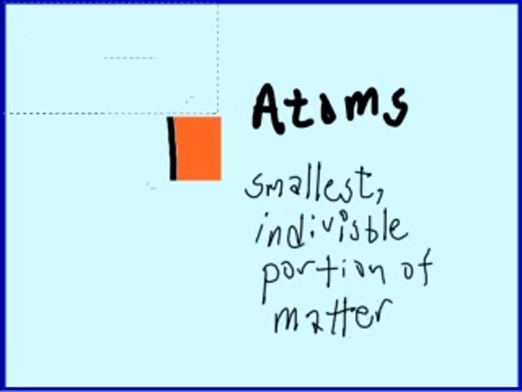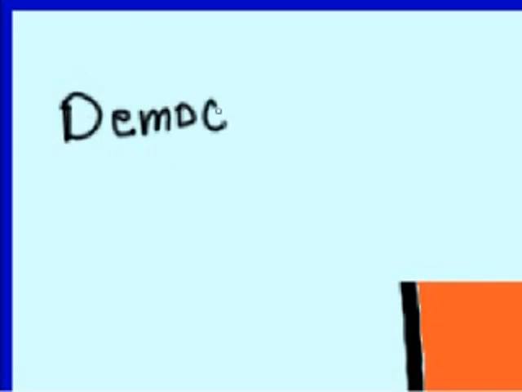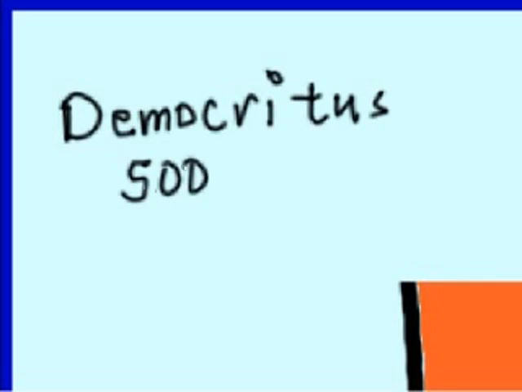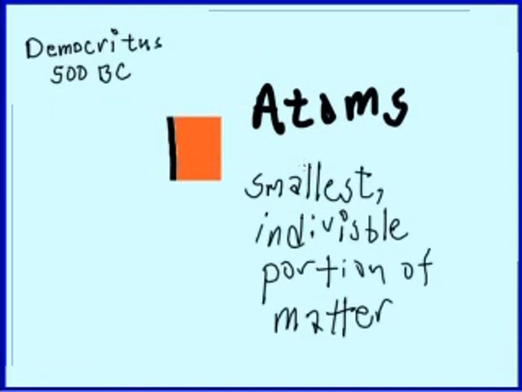And the person who came up with this concept, he was a Greek philosopher. His name was Democritus. And he did this around the 5th century BC, so about 2,500 years ago. And so around 500 BC. And so that is an atom, the smallest indivisible portion of matter.